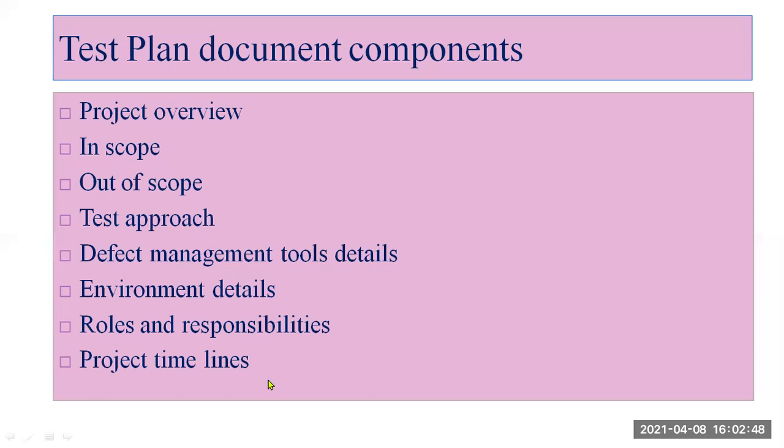Okay, so next one is environment details. Environment details means which environment we are performing the testing in. In any software project there are three or four environments, depending on the project. Dev environment, testing environment, and next one is prod environment. So we have to mention all the environment details in the environment details phase.